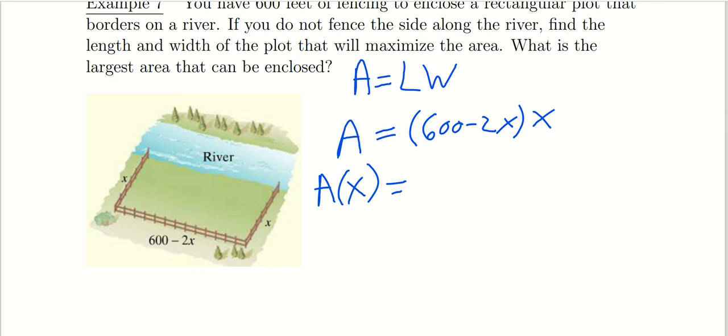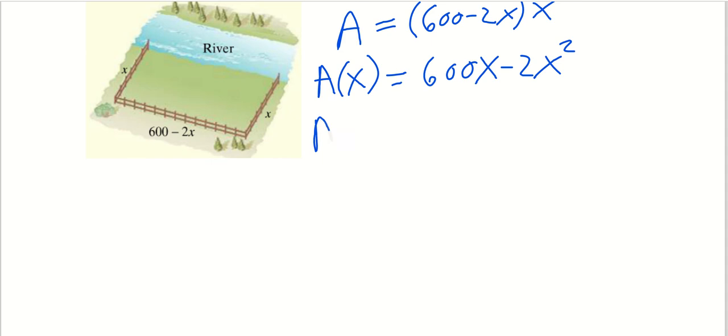Let's rewrite this. Let's distribute the x in. This is 600x minus 2x squared. We notice the presence of the x squared term, so this is going to be a quadratic function. Let's rewrite it in standard form. We have negative 2x squared plus 600x, like this.